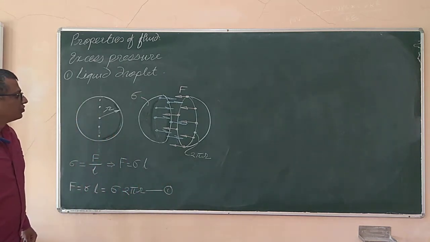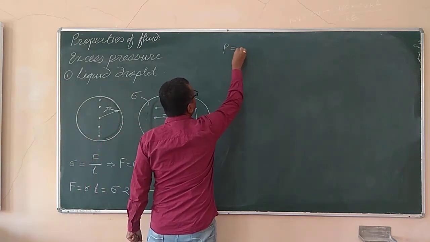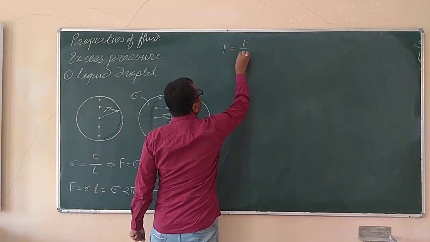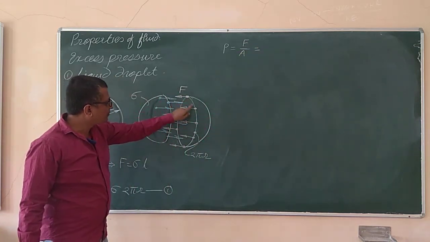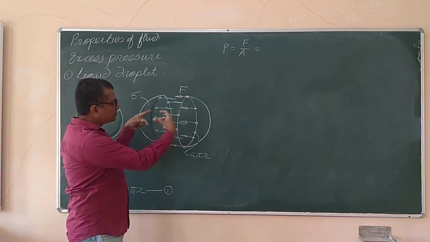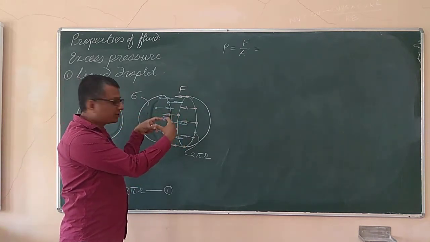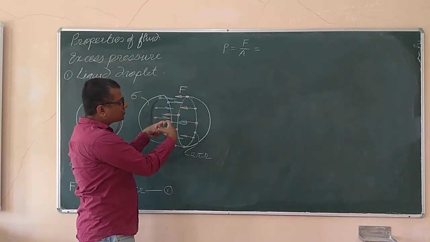Next, we know the formula for the pressure. In general, pressure P is equal to force per unit area. Now, the force acting on the peripheral molecules is trying to keep these two hemispheres stuck together. That force F will not allow these two hemispheres to get separated.